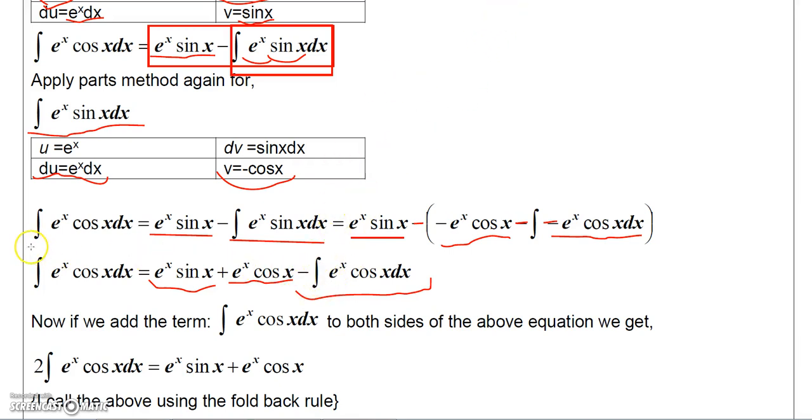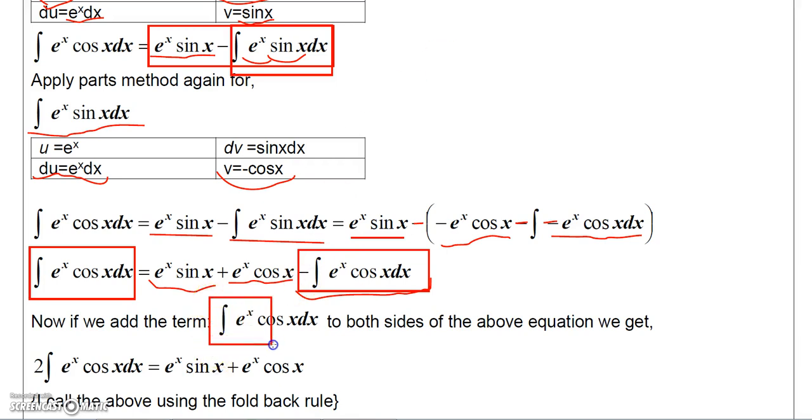Take a look at the integral on the left, what I'm trying to find the solution to, and then take a look at this integral on the right. Notice that they're the same thing except for the fact that the sign has changed over here. So here's what I'm going to do. I'm simply going to add that integral to both sides of this equation.